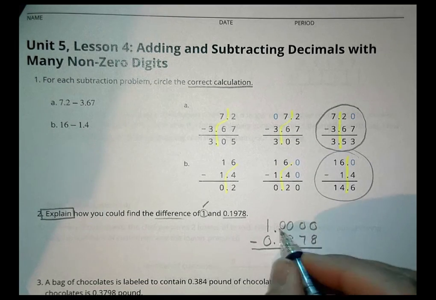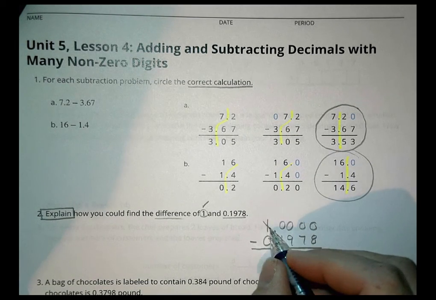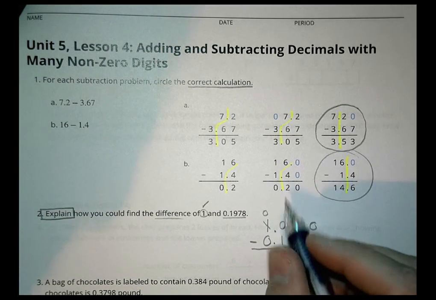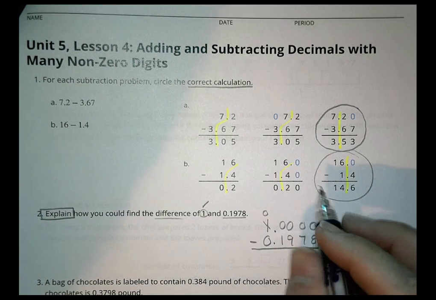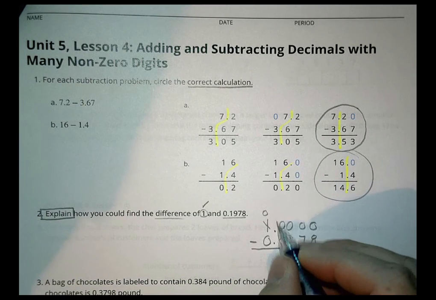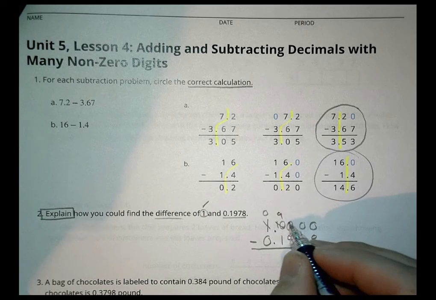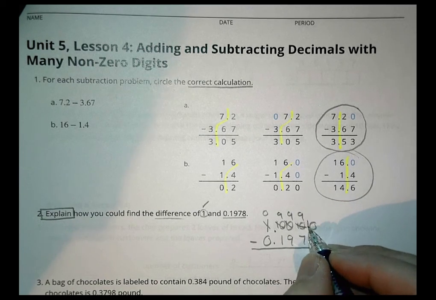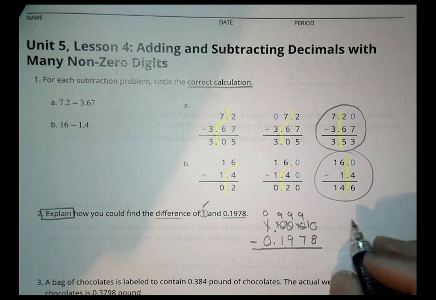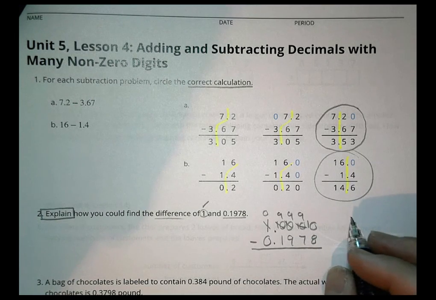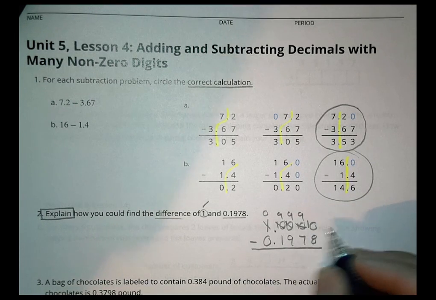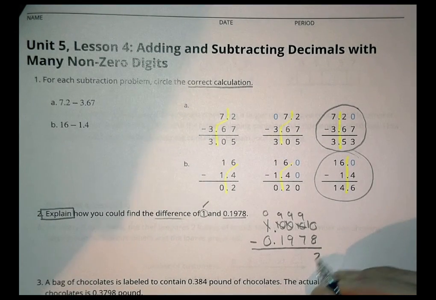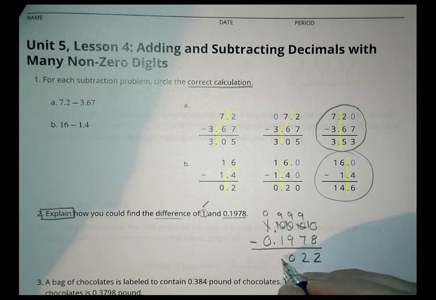Okay, so I'd have to add those zeros there to do that, and then I would borrow from the 1 and regroup or unbundle it so that I could then unbundle this one, unbundle this one, unbundle this one, and unbundle here, so that we can then do the subtraction. Without the unbundling part, it's hard to do that. 10 minus 8 is 2, 9 minus 7 is 2, 9 minus 9 is 0, 9 minus 1 is 8, and then we have a 0 there.